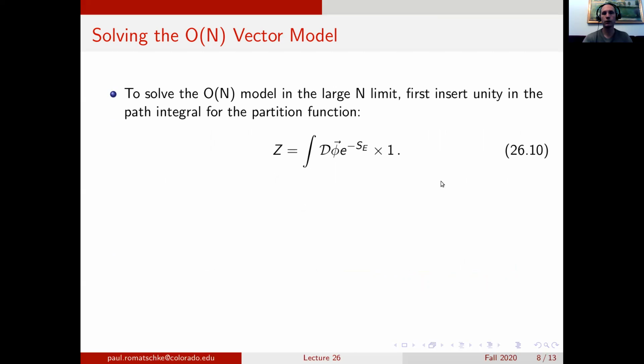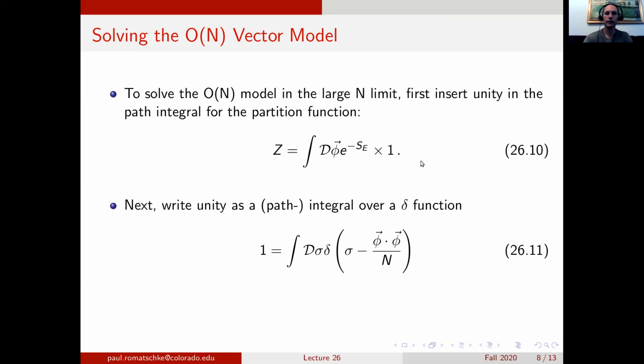We first insert unity in the path integral for the partition function. So we have our path integral and we just write in unity. Next, we write the unity in terms of an integration over a delta function. The only maybe non-traditional way to do this is to write it as a path integral over a delta function. So really we're inserting an infinite number of integrals over an infinite number of delta functions.